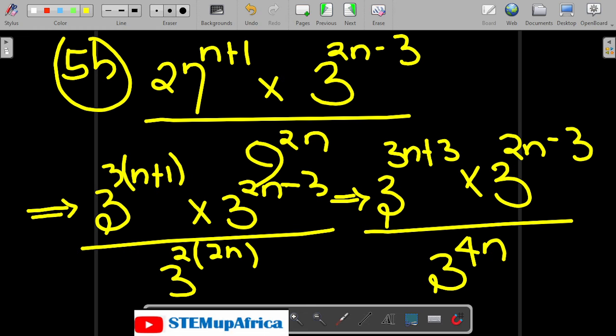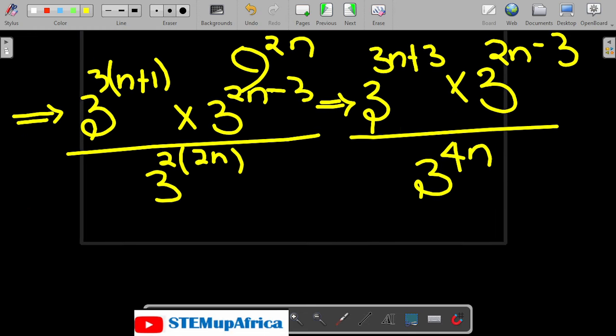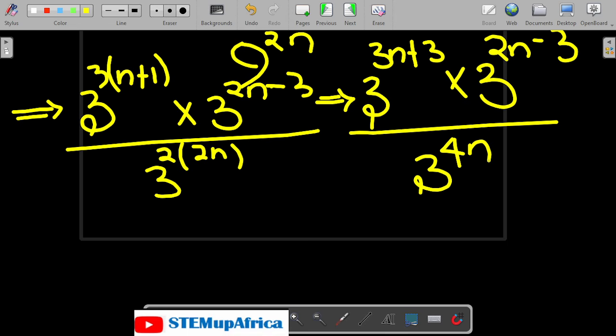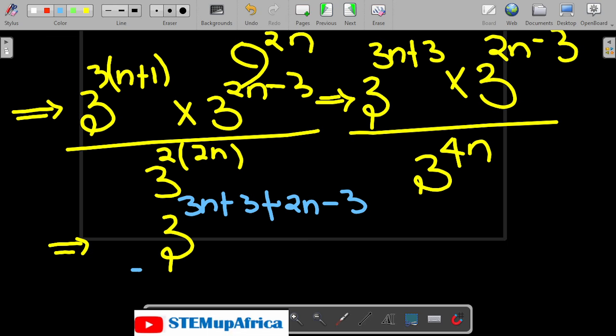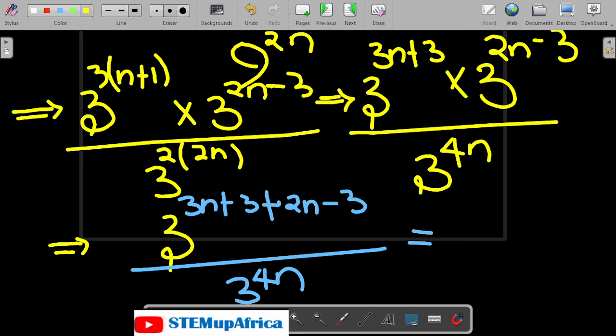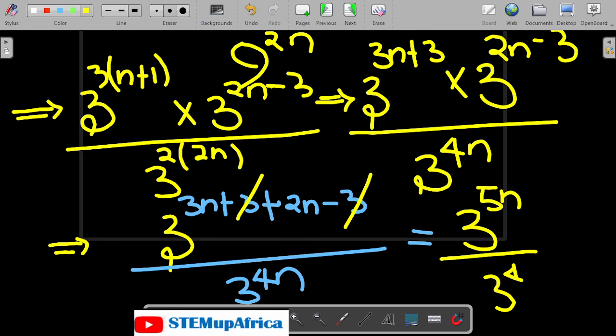So I will apply the law of indices to the numerator. What am I having from there? I will have a single 3. I will now add the powers, which is 3n+3+2n-3 over 3 raised to power 4n. If I add those, minus 3 plus 3 is 0, so I'm having 3 raised to power 5n over 3 raised to power 4n.